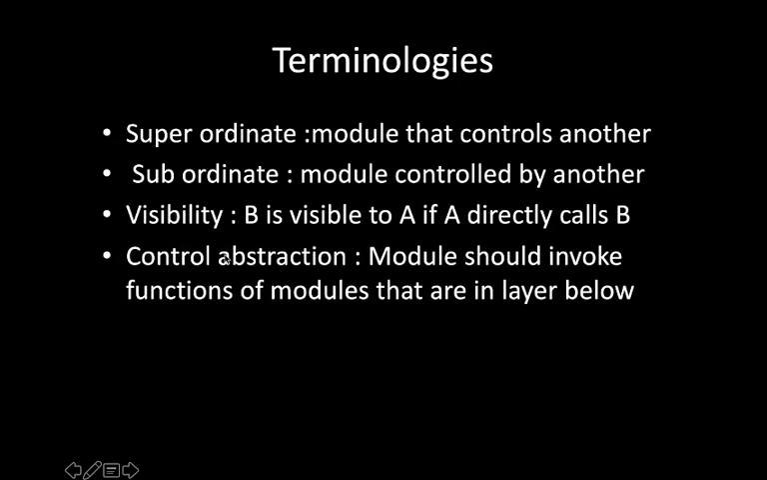Then what do we mean by control abstraction? A module should invoke functions of modules that are in the layer immediately below it. It can invoke only modules or functions of modules in the layer immediately below it. That principle is known as control abstraction. When we bring in this layered architecture, we can bring in control abstraction also, so all the other modules are hidden from the module.